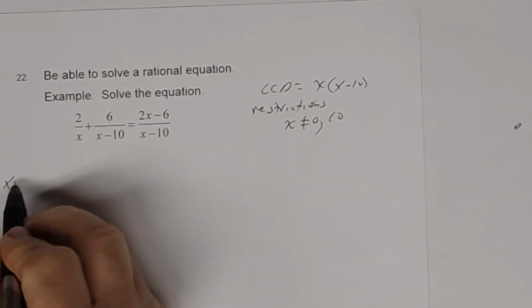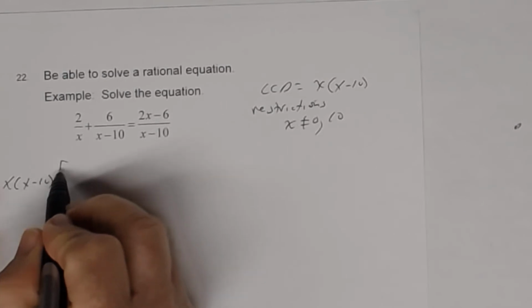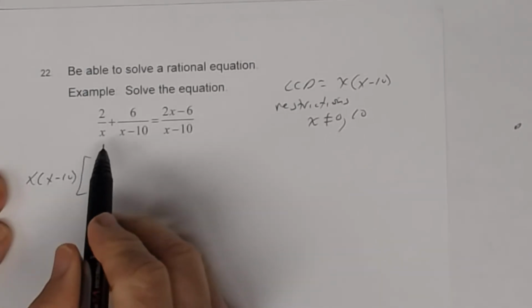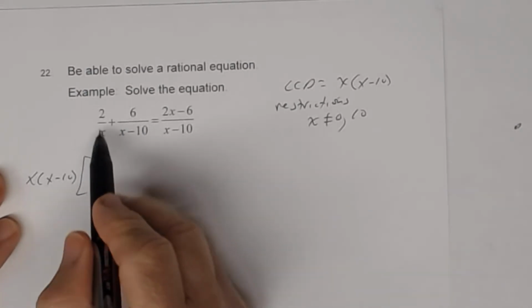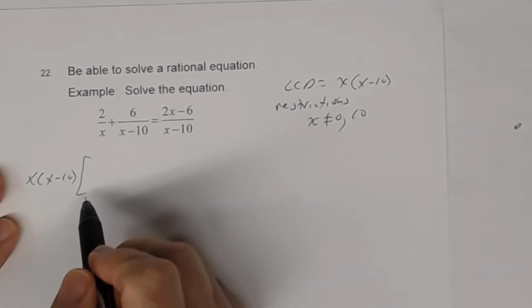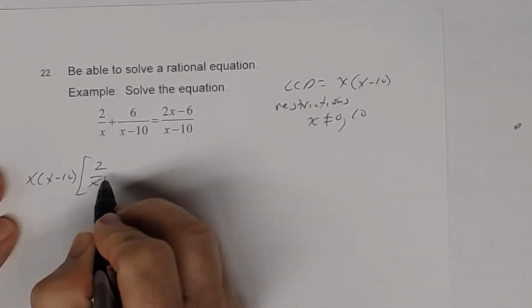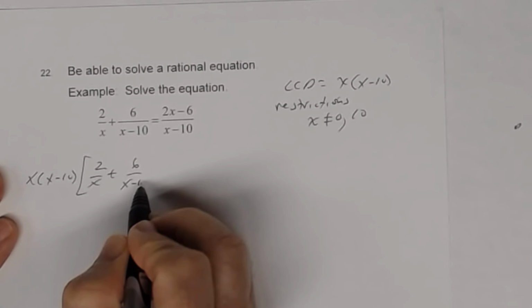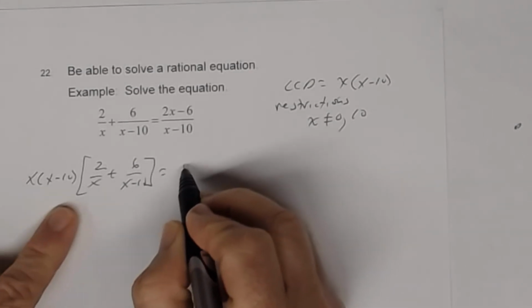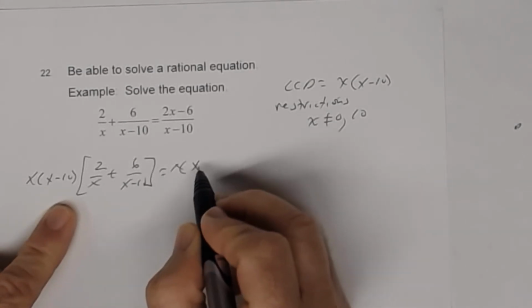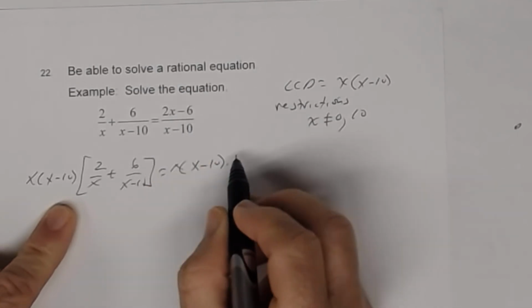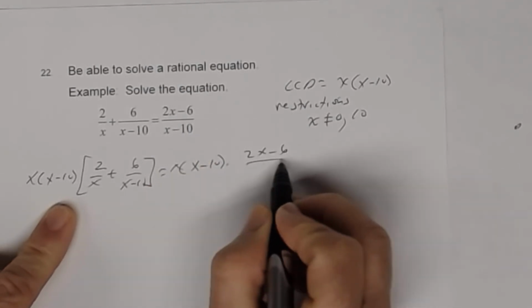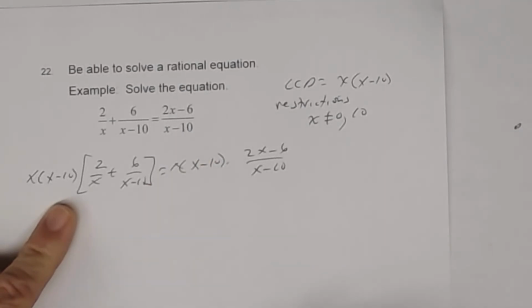So I get x times (x minus 10) times the left side. Now since the left side has two fractions, I'm going to put that in a bracket: 2 divided by x plus 6 divided by (x minus 10) equals, and then the LCD times the right-hand side, (2x minus 6) divided by (x minus 10).